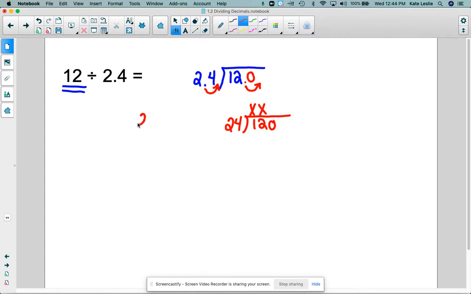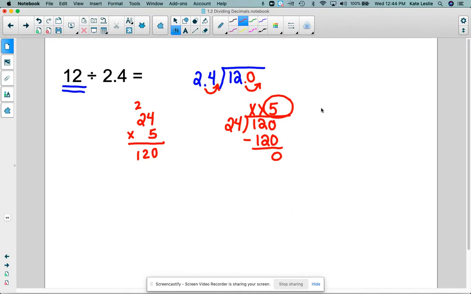I'm thinking 5 times, but let me just double check off to the side here. So times 5, let's see if I'm right. 4 times 5 is 20. 5 times 2 is 10, plus 2 is 12. So I do get 120. So 5 times 24 is 120, which then gives me a remainder of 0. So my final answer is 5.